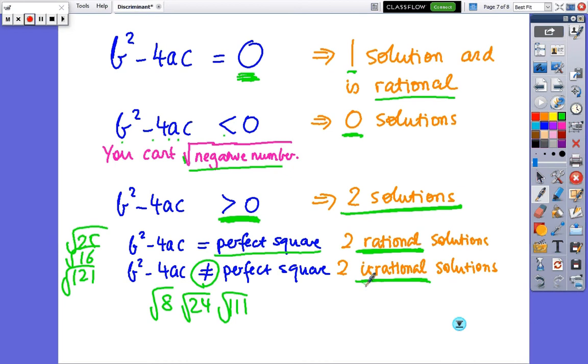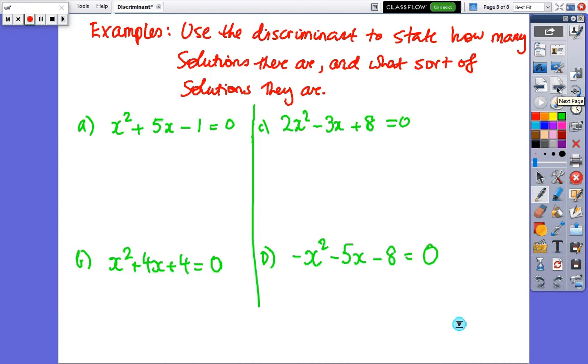Okay, so we've got b squared minus 4ac equals 0, less than 0, or greater than 0. They're the only three cases you can have. Equals 0 is 1, less than 0 is none, greater than 0 is 2, but then they can be 2 rational or 2 irrational, depending if it's a perfect square or not a perfect square. Copy, come across. Okay, so now we're looking at some examples.